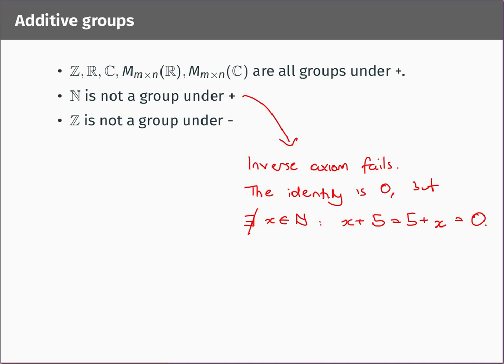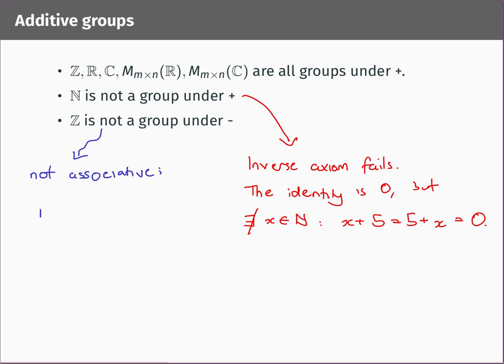So why is Z not a group under minus? Well, one simple reason is that it is not associative, and this is a good example of a non-associative operation. So let's look at why it's not associative. I'm not saying this is the only reason it fails to be a group, but it's the reason we look at.